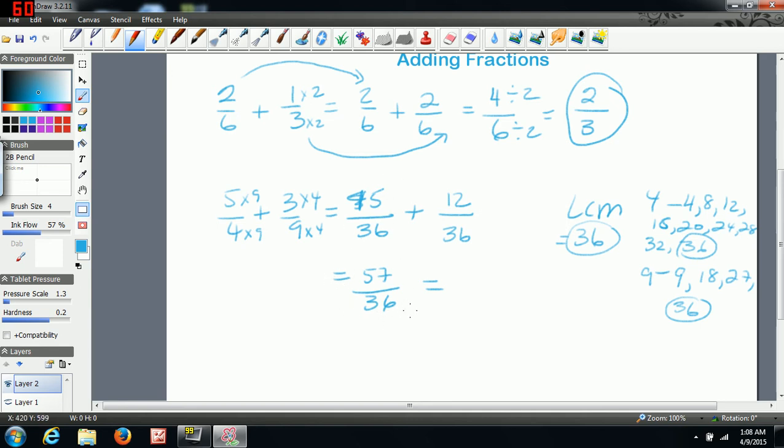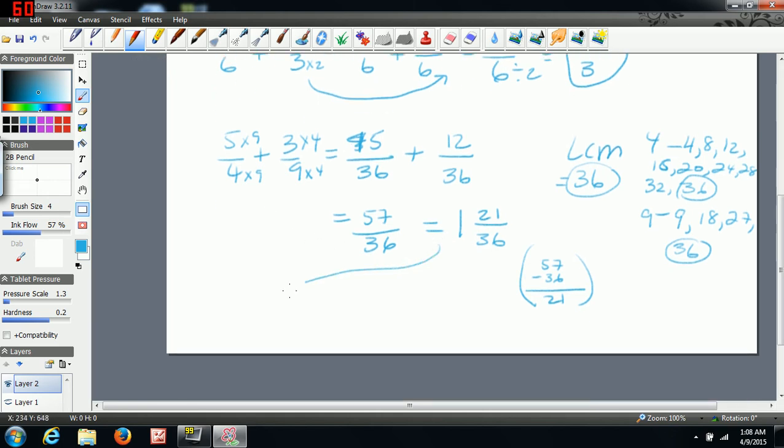So we got 57. Now we think of how many times 36 goes into 57? Well, approximately once. And what's left over? Well, what's left over is 57 minus 36, which is 21. Now, at this point, I want to see if I can reduce this fraction any further. So I have to think of, is there a number that goes in evenly into the numbers 21 and 36? So the number 2 does not go evenly into 21. However, the number 3 does.